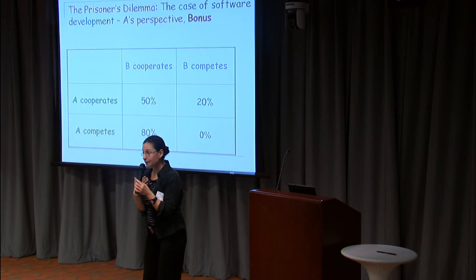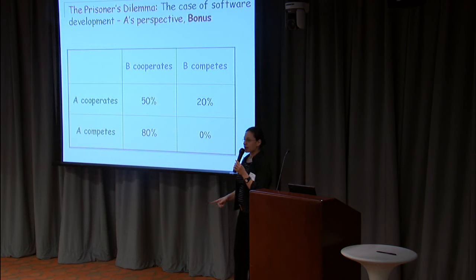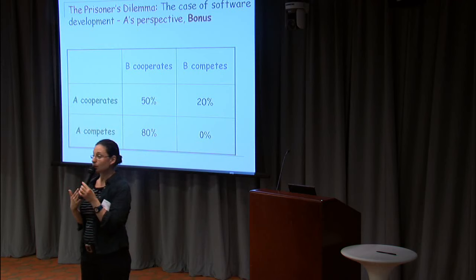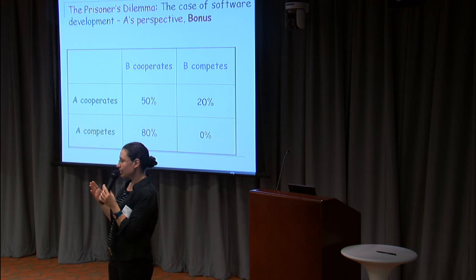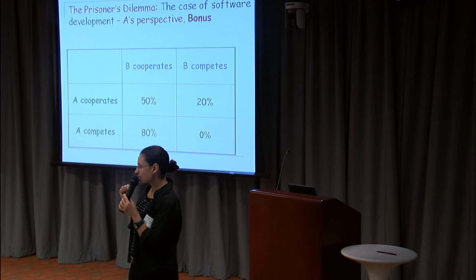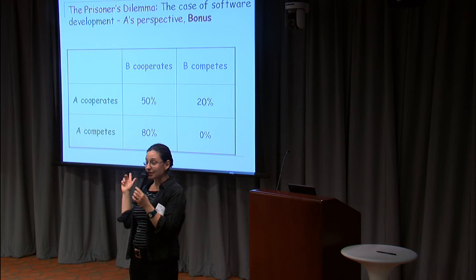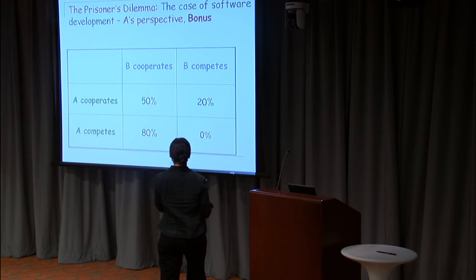And let's look at this cell at this time. If both of us will not test our code, it makes sense that we will not be able to complete the project. And you remember the conditions to get the bonus. You should complete the project on time, at high quality. So in this case, if both of us compete, we will not get a bonus at all. So it's a very bad situation and we will get zero.